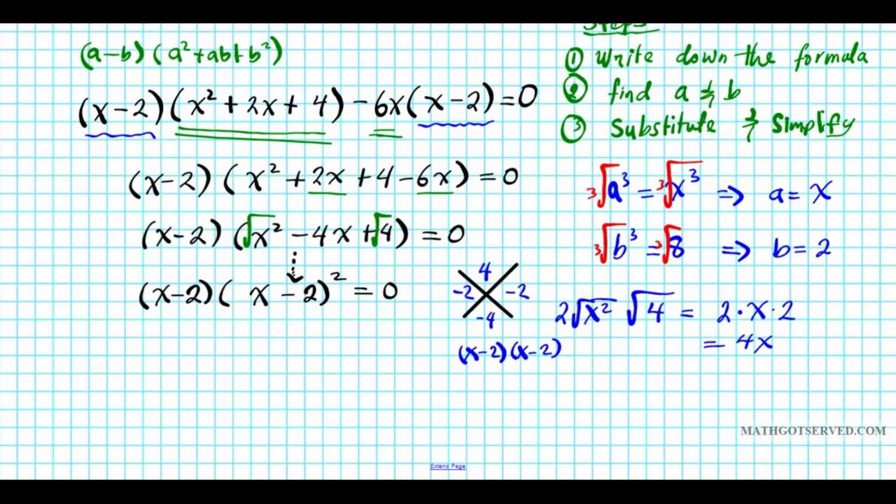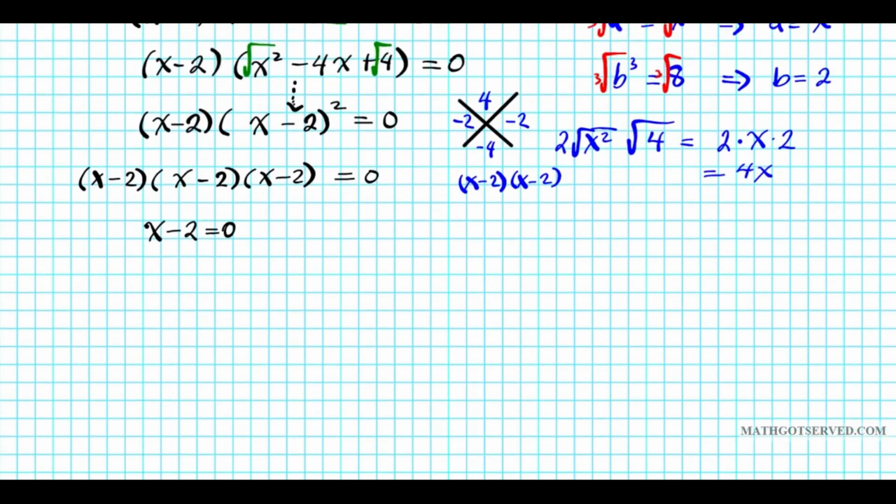So the completely factored form of this is we have x minus 2 times x minus 2 times x minus 2 equals 0. Or you can write it as x minus 2 to the third power. Okay? Since I'm solving here, I'm just going to take one of the factors, x minus 2, and set it equal to 0. They are identical, so I don't have to do it 3 times, because that will yield the same result.